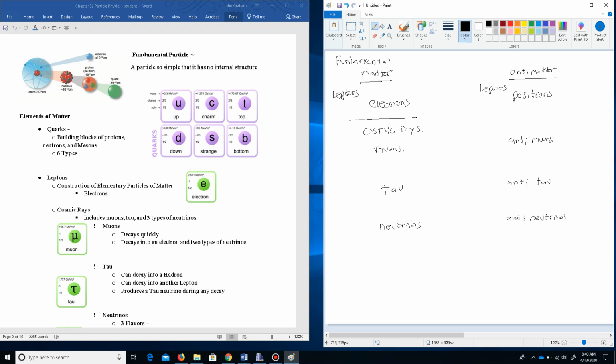Okay, the tau has a symbol of the tau. And of course the anti one has a bar above it. The muon has a symbol of a muon. And of course has a bar above it for anti. And then the neutrinos are ν, or ν with a bar above it. Right. There's three types of neutrinos.